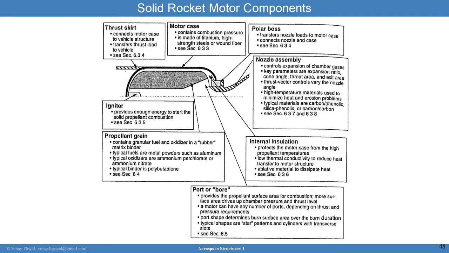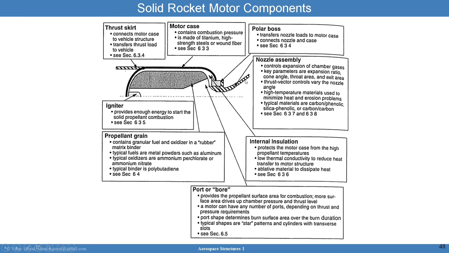The thrust vector control, you could have a thrust vector control that will vary the nozzle angle. So you could have a nozzle that can actually move sideways. Typically, high temperature materials will be used for the nozzle.